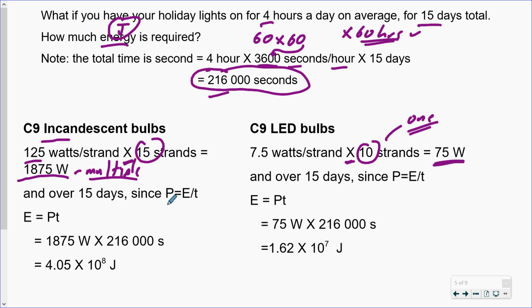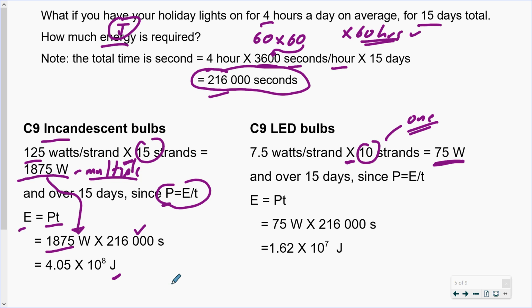So over the 15 days, how much power is going to be required? So what we're going to do is take this equation here, again, the one that's in your data booklet. E equals PT, how much energy is required. So we're going to take the power, that's the watts, and multiply that by the time in seconds that we just calculated. Okay, so again, this is the number of watts for the 15 strands of the incandescent light bulbs, each strand requiring 125 watts. Multiply those together, we get a very big number in joules.